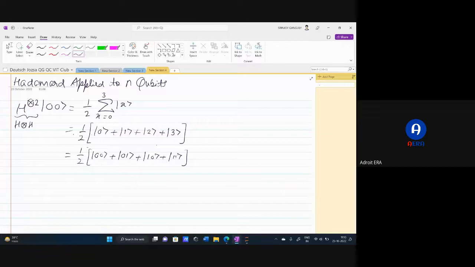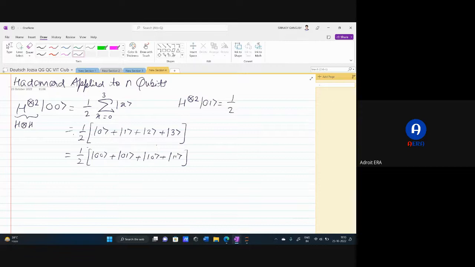Now what will happen if you have Hadamard applied to, again, the generic expression? What will happen if you have Hadamard applied to ket 01? So I want to write the generic expression. So how will I write? So Hadamard tensor 2 applied to ket 01, something which we used in the Deutsch algorithm.